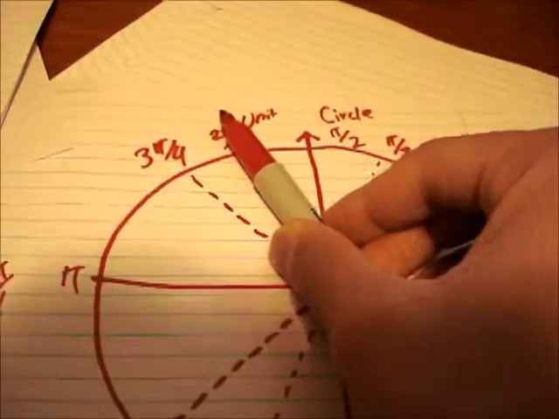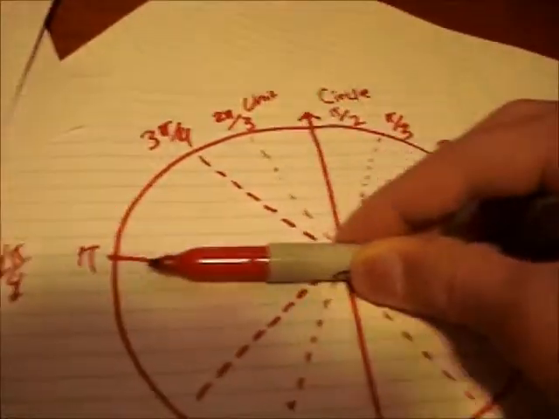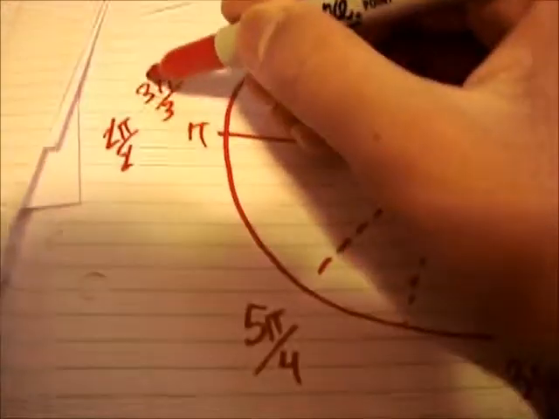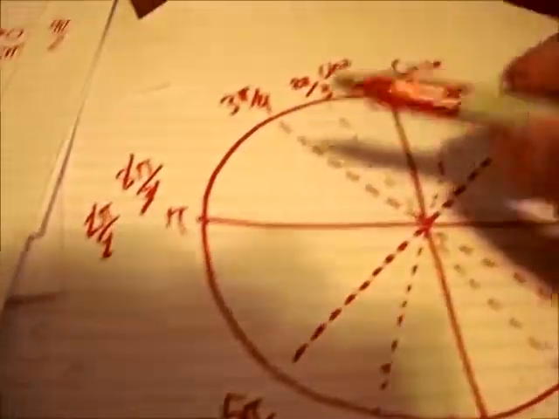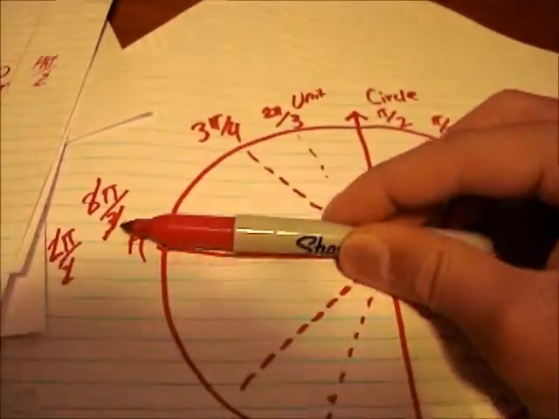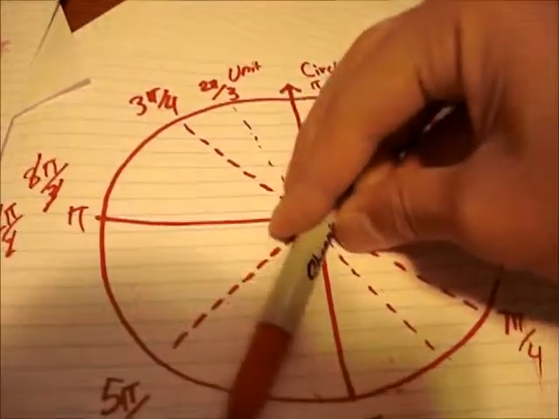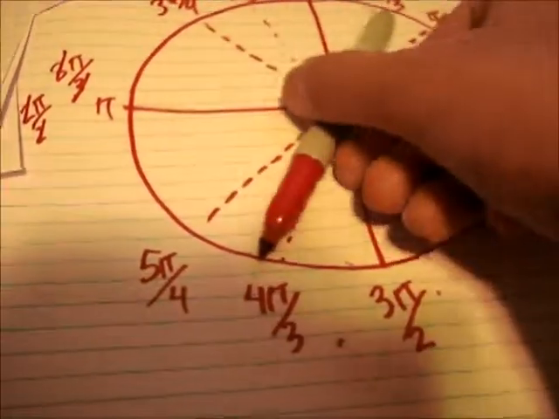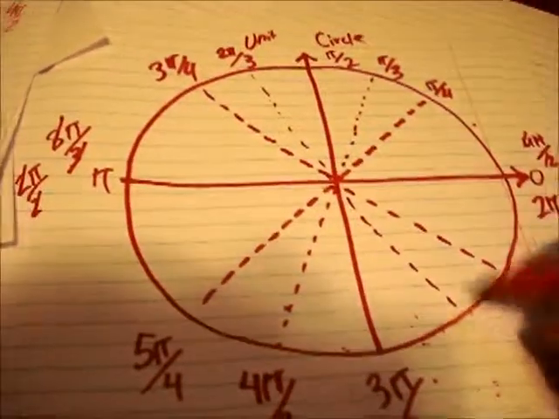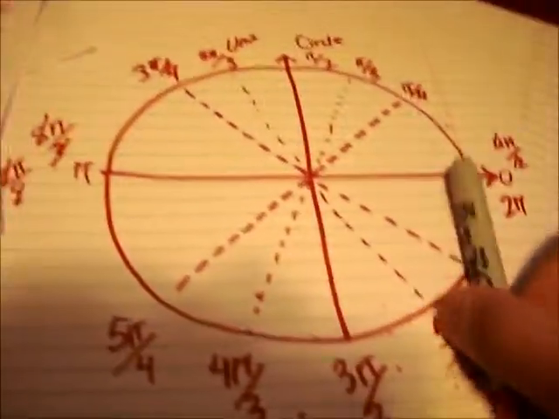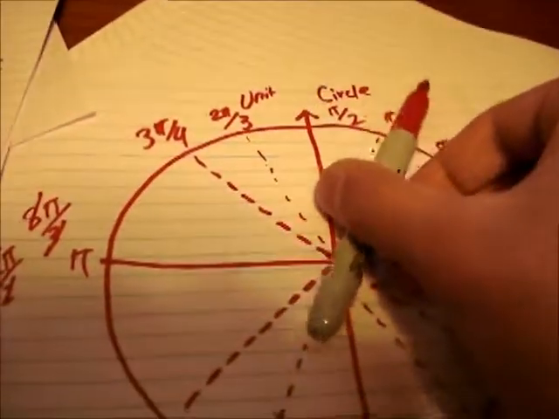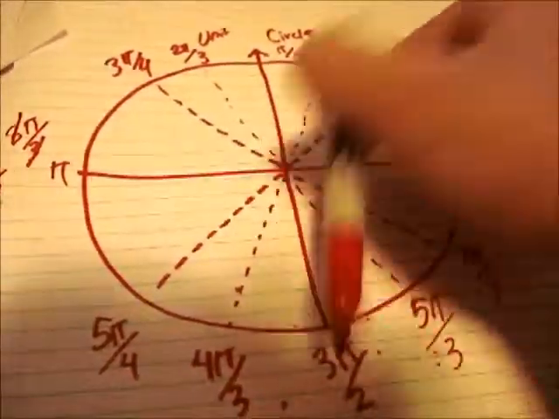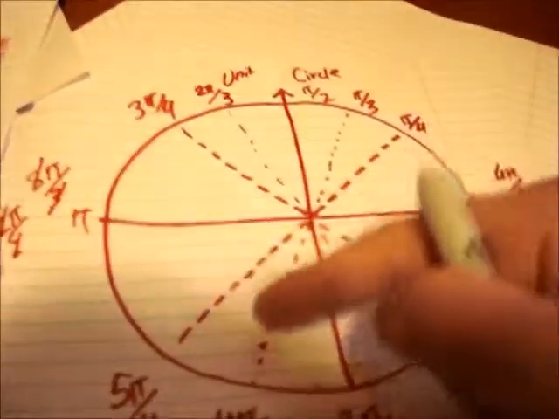So pi over 3, 2 pi over 3, and then 3 pi over 3. We come here, and 3 pi over 3, the 3s cancel out and we're left with pi. So pi over 3, 2 pi over 3, 3 pi over 3, and then 4 pi over 3, and then 5 pi over 3. So we just go this, the middle part, and then this and this.